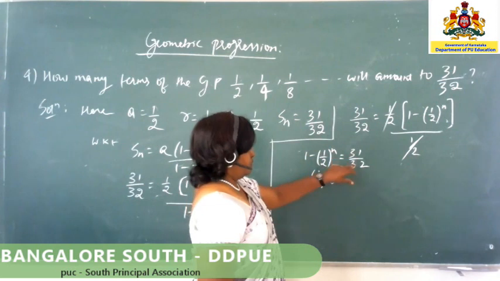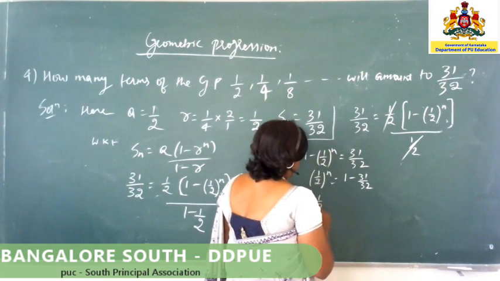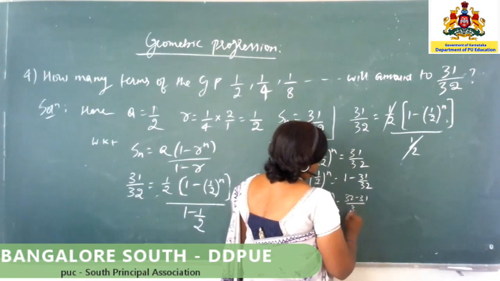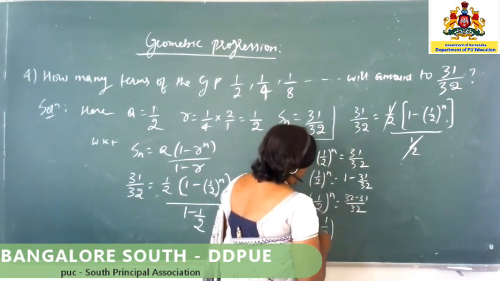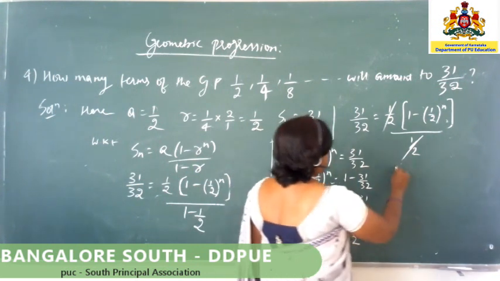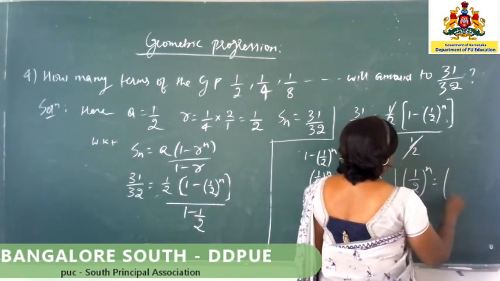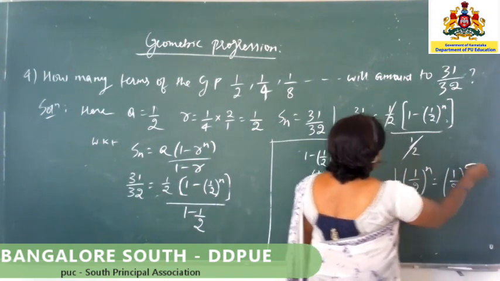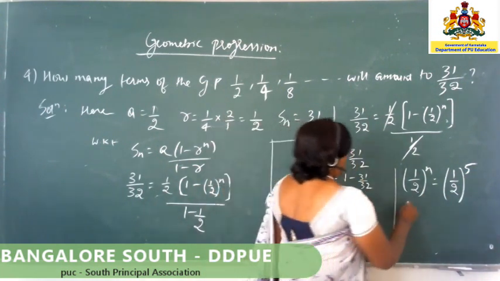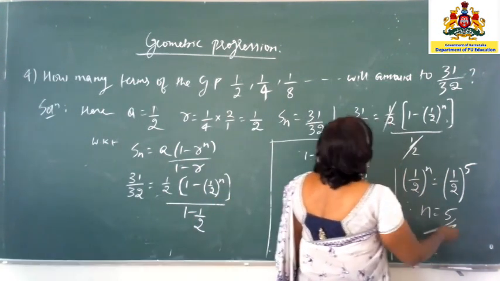So I'll bring this 31 by 32 to the LHS. So it is 1 minus 31 by 32. So (1 by 2)^n is equal to 32 minus 31 divided by 32, so (1 by 2)^n is equal to 1 by 32. That implies (1 by 2)^n is equal to (1 by 2)^5, because 32 is 2 to the power of 5. Therefore, when the bases are same, the powers will be equal, n is equal to 5.